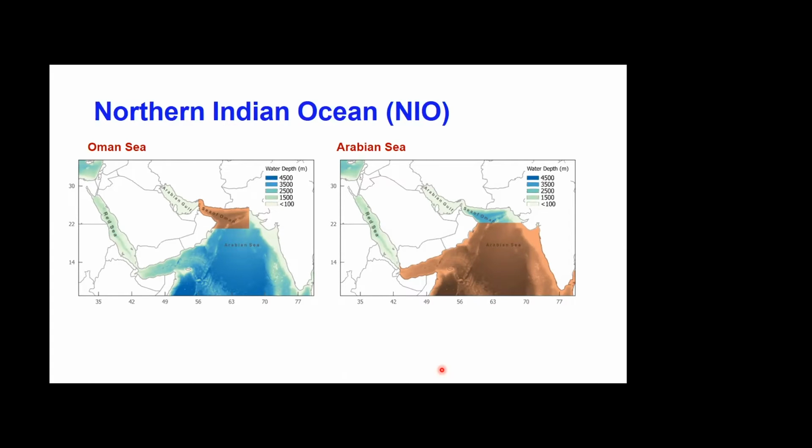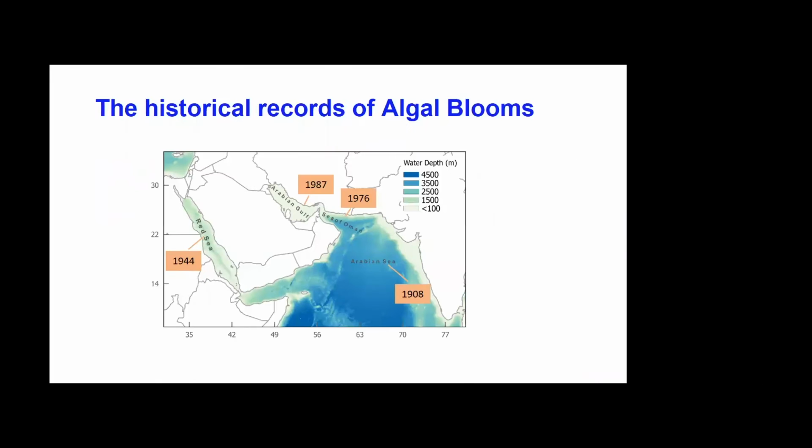So now, after knowing the region, if we look at the history and see what the historical records of the algal blooms in this region are. We found that the first bloom event in the Arabian Sea along the Indian coastline happened in 1908. However, it happened in the Red Sea in 1944. In the Sea of Oman and Arabian Gulf, it happened later. In 1976, it occurred in the Sea of Oman, and it occurred in the Arabian Gulf in 1987.